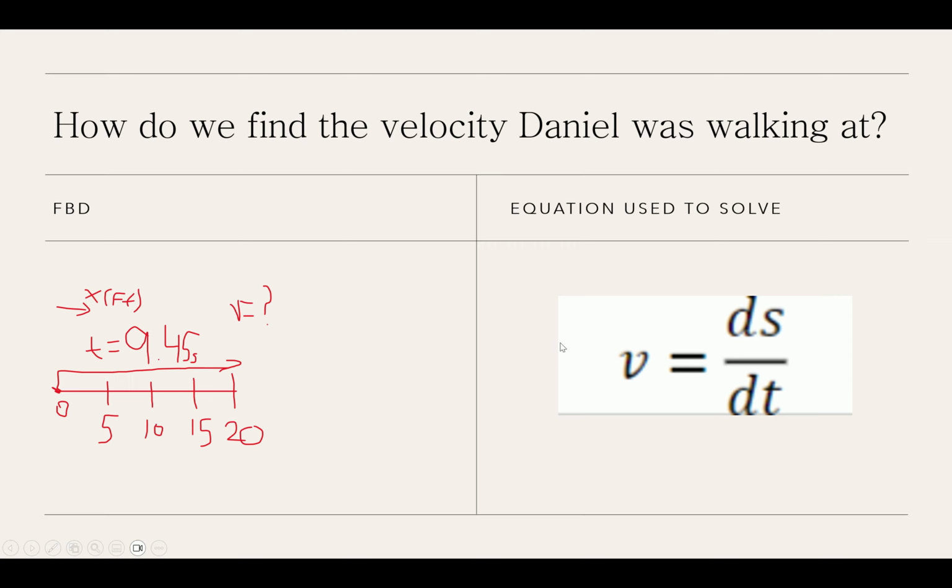It's very simple. We can use our equation from the formula sheet that velocity is equal to the change in distance over the change in time, ds over dt. So now we can plug in our given distance of 20 feet and our given time of 9.45 seconds, and 20 divided by 9.45 gives us a velocity traveled of 2.11 feet per second.